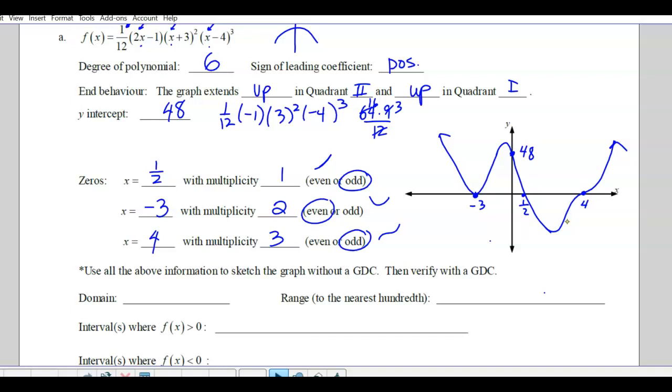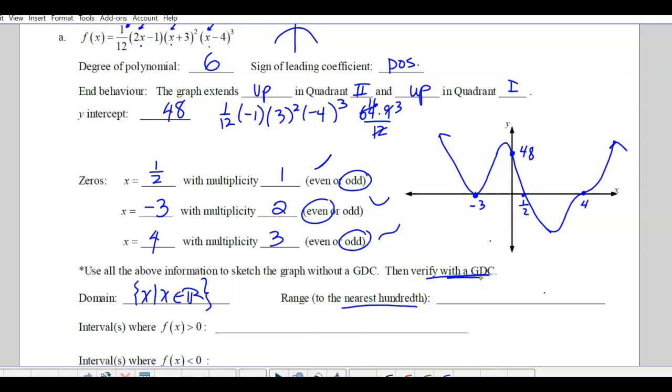So the domain, all polynomial functions have domain of all real numbers. The range here, we are going to have to use our graphing calculator. That's why it says 2 here.